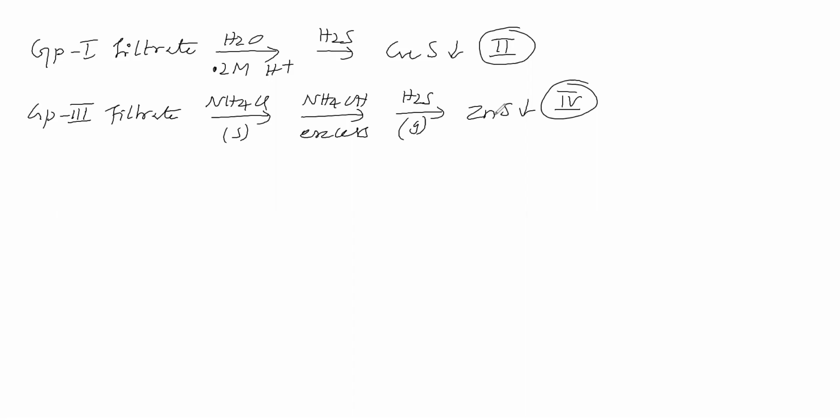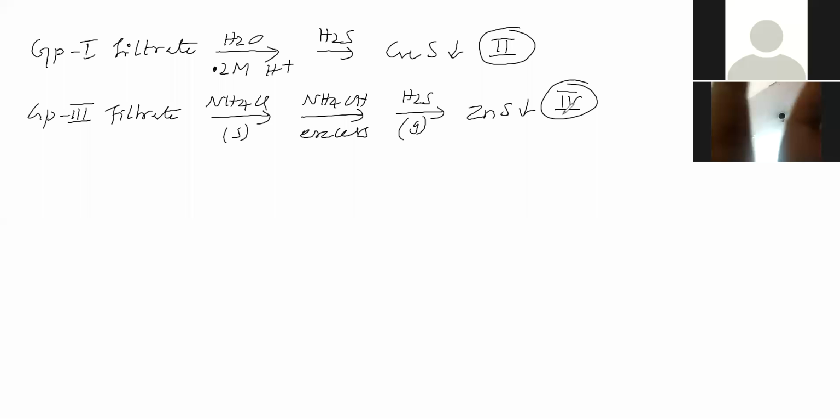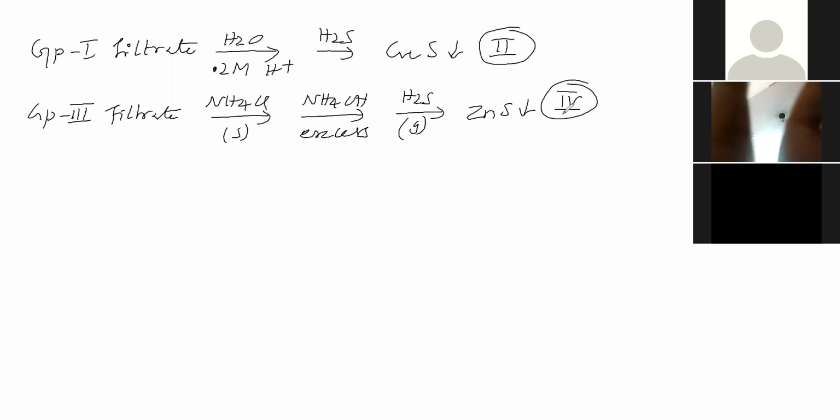Then why do we classify this cation under group 2 and that cation under group 4? Why can't we keep both in the same group? Copper ion comes in group 2, zinc ion comes in group 4. Why classify them as group 2 and group 4? Classification is done in order to make it easy. But both precipitate as sulfides, so why is group 4 not precipitating in group 2?